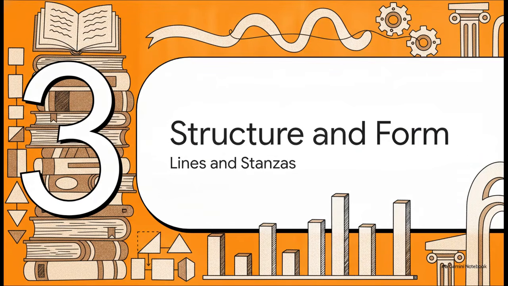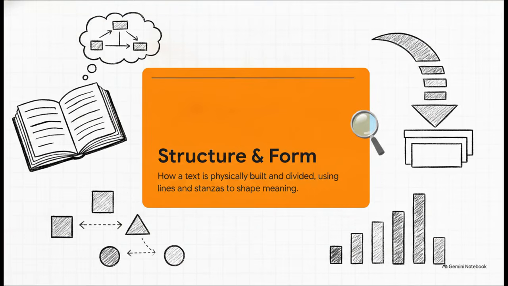Section 3. Structure, Form, and Lines. Let's look at the literal physical shape of the text. So we're talking about structure and form. This means analyzing how a text is physically built and divided on the page. In poetry especially, this means looking very closely at the use of lines and stanzas. You see, analyzing structure means figuring out exactly how the physical arrangement of sentences and lines fits together to convey the author's ultimate message.